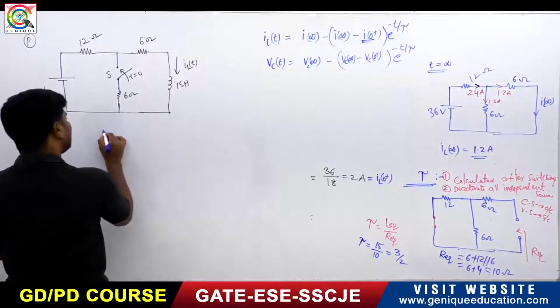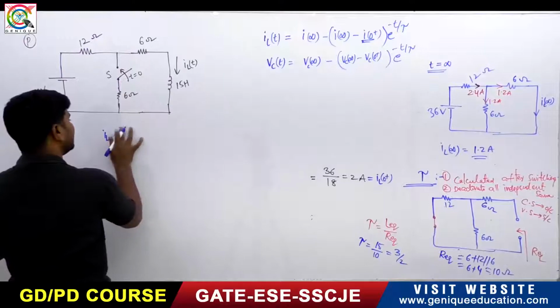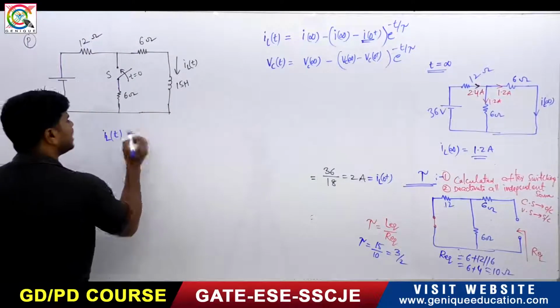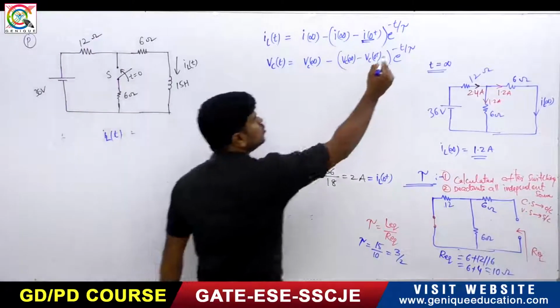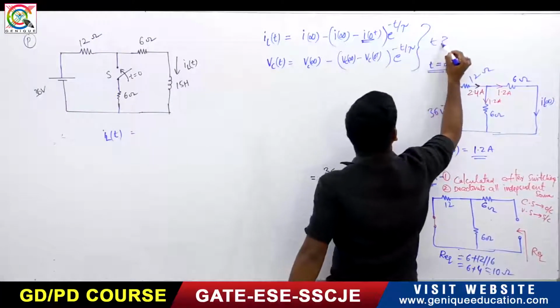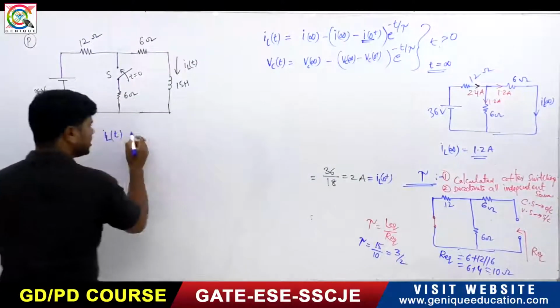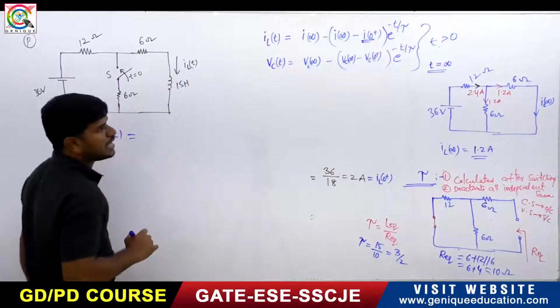What we have to find? We have to find IL of t for t greater than 0. So IL of t for t greater than 0 is equal to, these two are for t greater than 0. So this will be equal to I final. What is the I final?